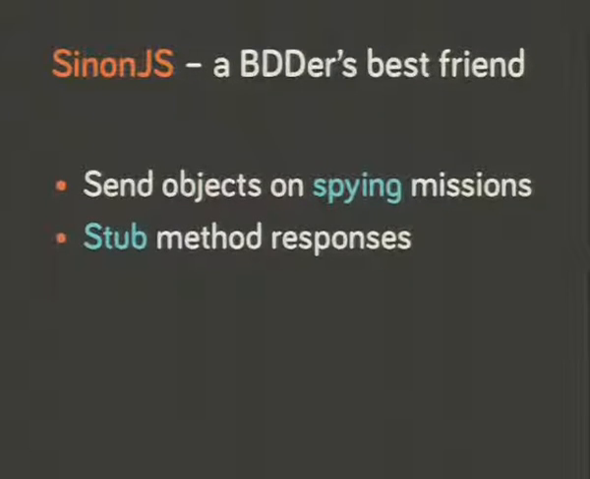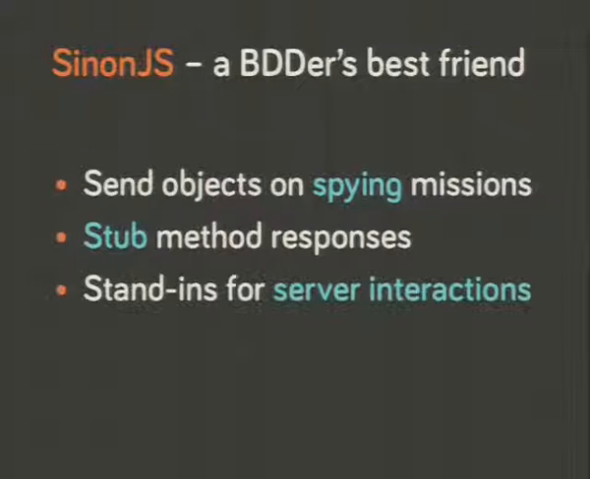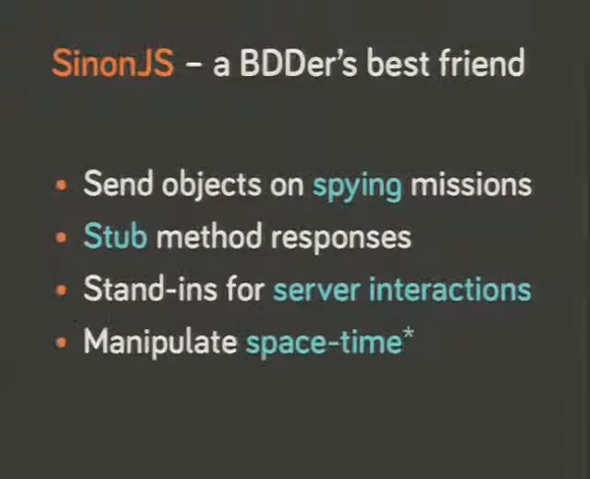You can stub responses, so you can say you want a particular method on a particular object to return in a particular way, so you can emulate error responses. You can use different scenarios, and you can directly manipulate that rather than struggling with and trying to write your own. And server interactions we've already mentioned.